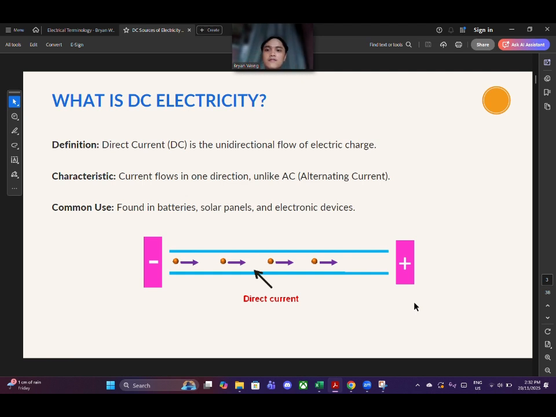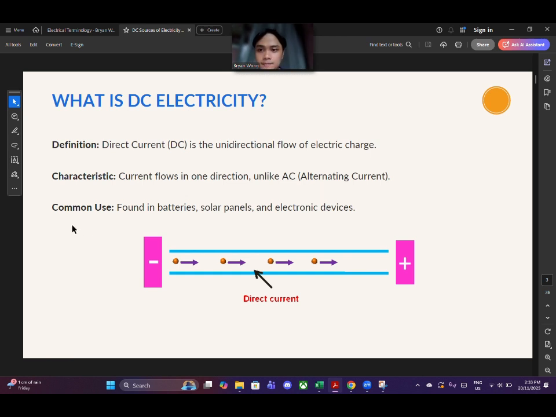So first things first, what is DC electricity? By definition, DC, also known as direct current, is the unidirectional flow of electric charge. So what are the characteristics of DC electricity? Current flows in only one direction. Unlike AC or alternating current, which constantly changes. Direct current, the name is already direct, so it only moves one way.